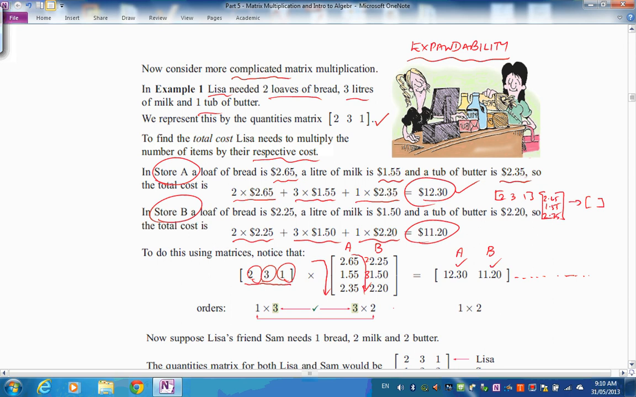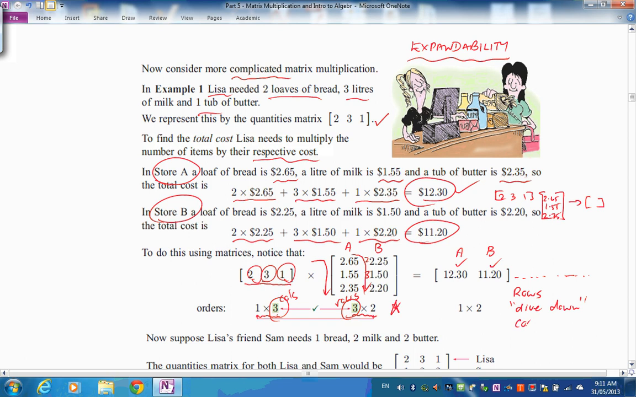So let's just check whether we can do this. We've got a row matrix, 1 row by 3 columns, and we've got 3 rows by 2 columns. As long as these match up, that's what we're starting to see now. If the number of columns here and the number of rows here match up, then it's doable. Why? Because rows dive down columns.